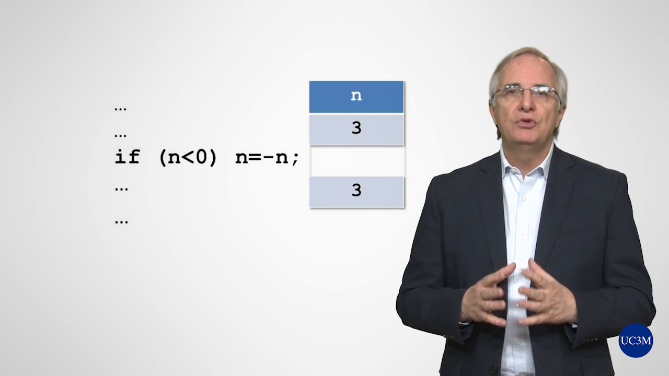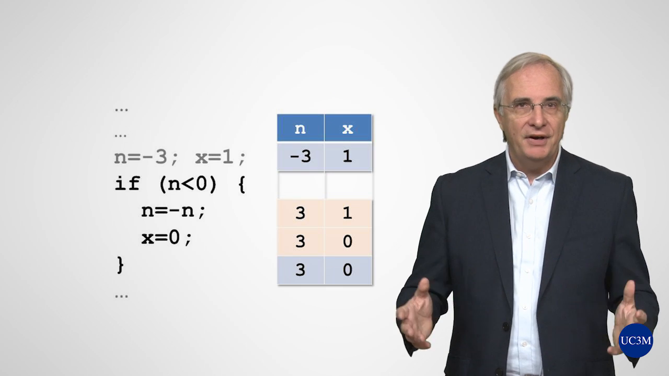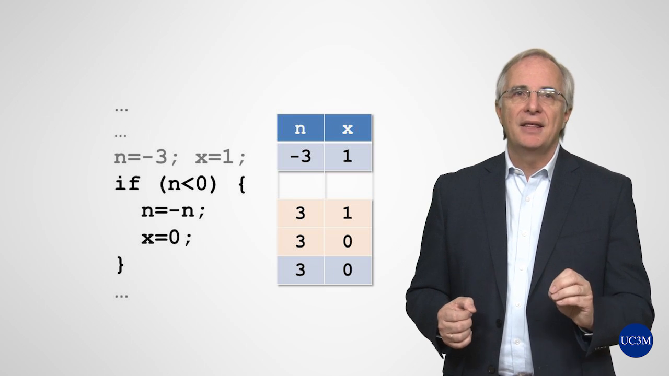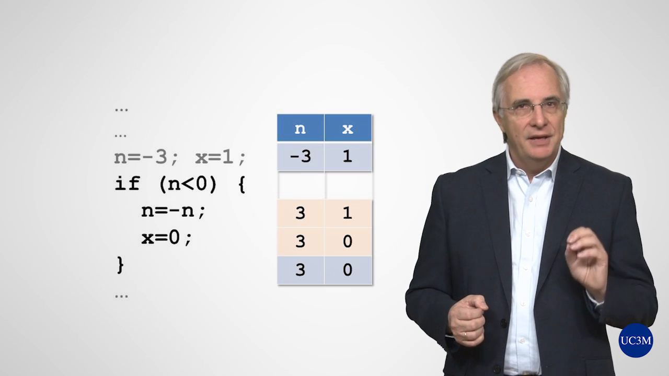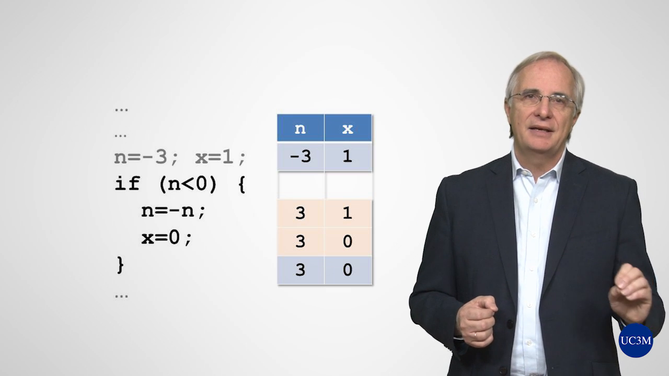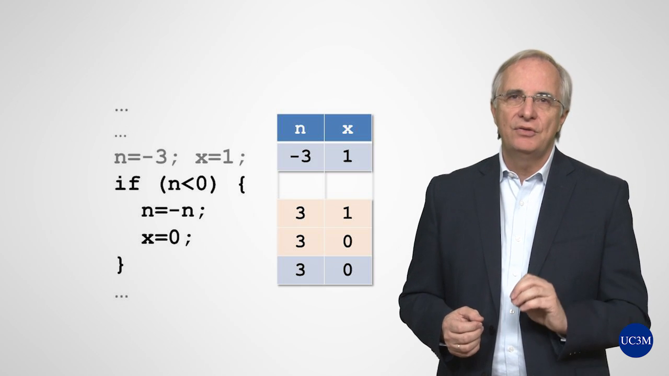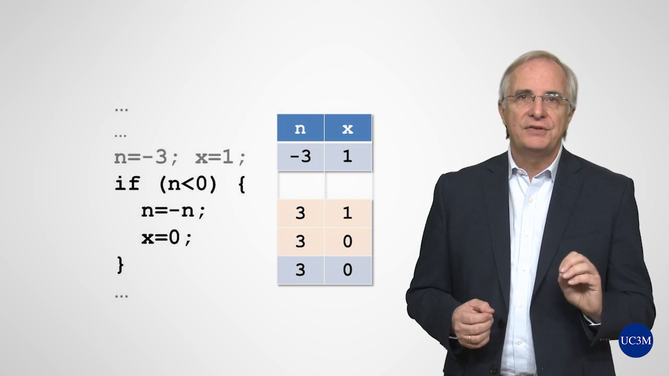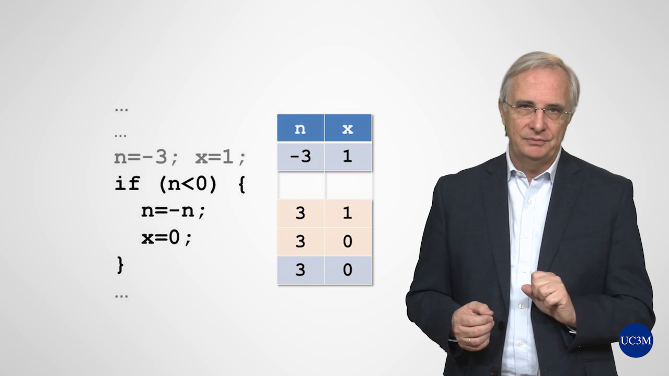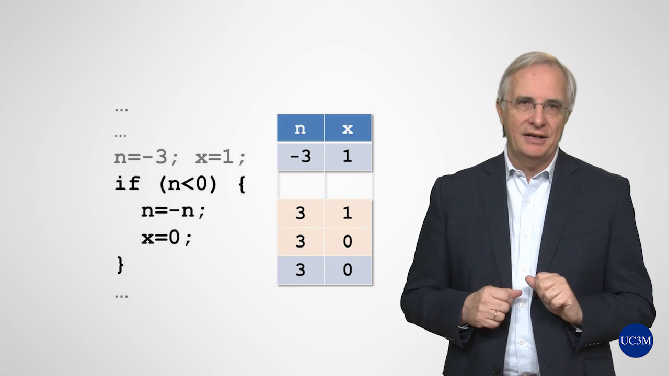Now, what if we want to make more than one statement dependent on a condition? Very easy. We just put the statements between curly brackets, making them a block. In this example, at the beginning, we have n equal minus 3 and x equal 1. Since the Boolean condition n less than 0 is true, the block of statements is executed and n is assigned 3 and x is assigned 0. If the condition is false, none of the statements in this block are executed.